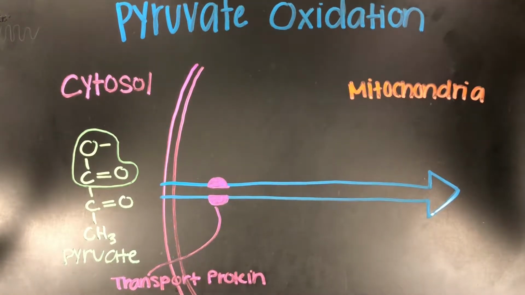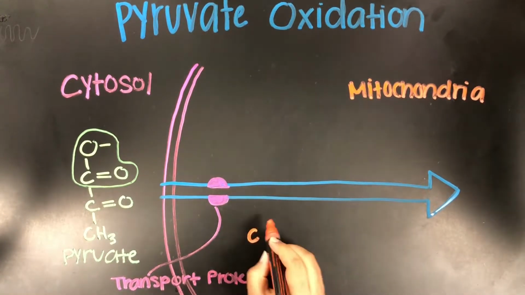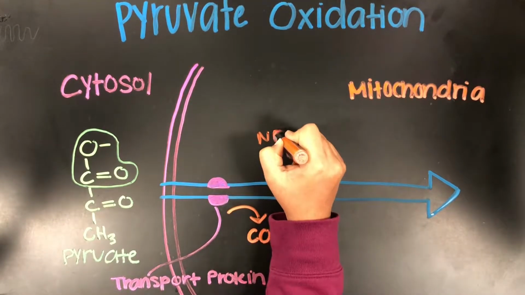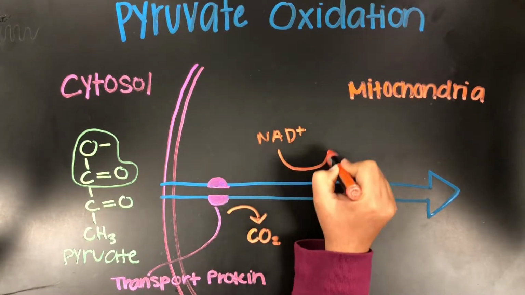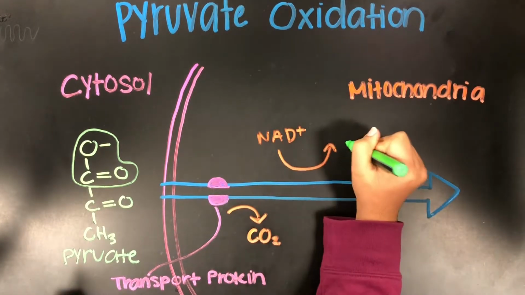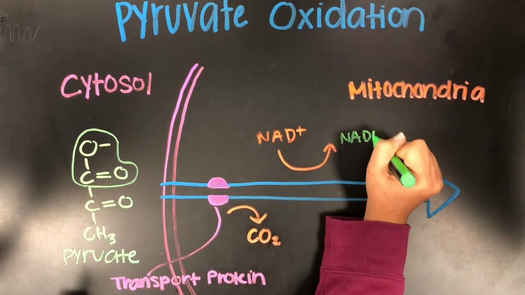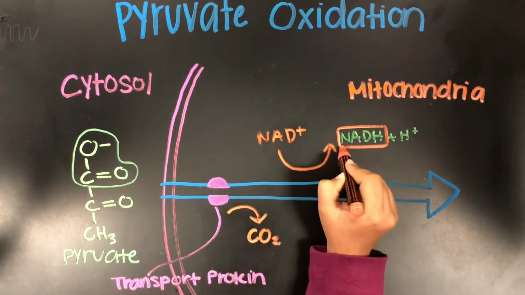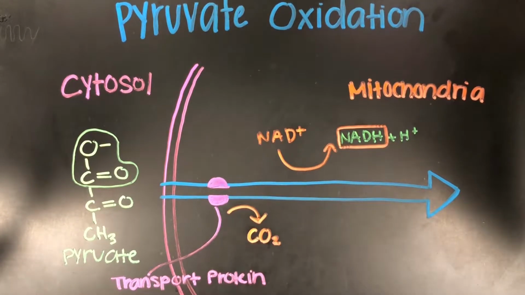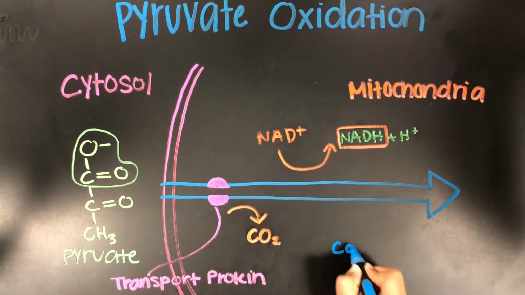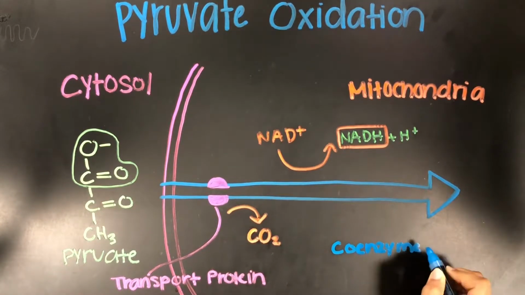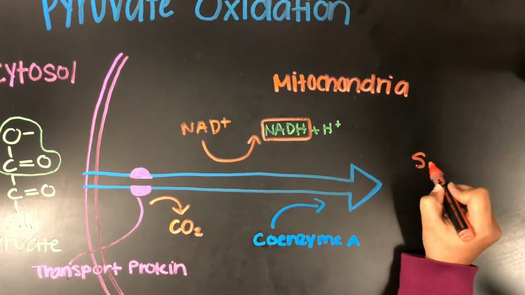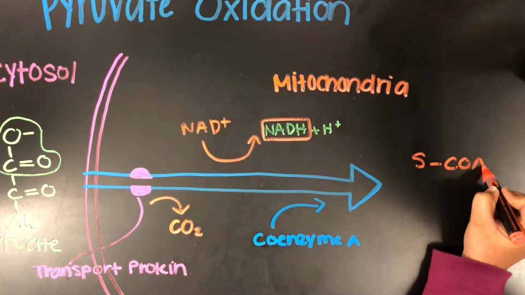After glycolysis, the two pyruvates go into the process called pyruvate oxidation. They're transferred from the cytosol to the mitochondria via the transport protein. In this process, CO2 is given off from the pyruvate. NAD plus is converted to NADH and H plus. Coenzyme A attaches to the acetyl group, and acetyl-CoA is formed as a final product of pyruvate oxidation.